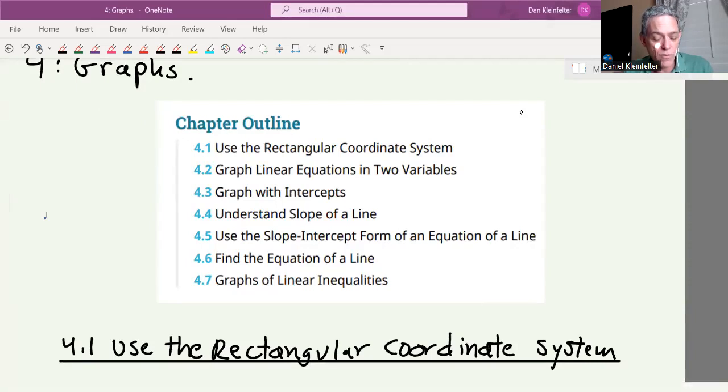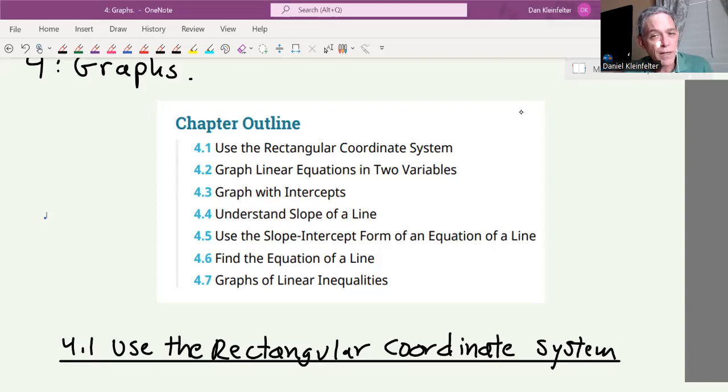The first one, 4.1, says use the rectangular coordinate system. This one will be about the XY plane, if you've learned a little algebra before. 4.2, graph linear equations in two variables. So this will be about graphing lines. 4.3, it says graph with intercepts. So this is more about graphing lines, but in a specific way. 4.4, it says understand the slope of a line. That is basically a numerical measure of how steep a line is.